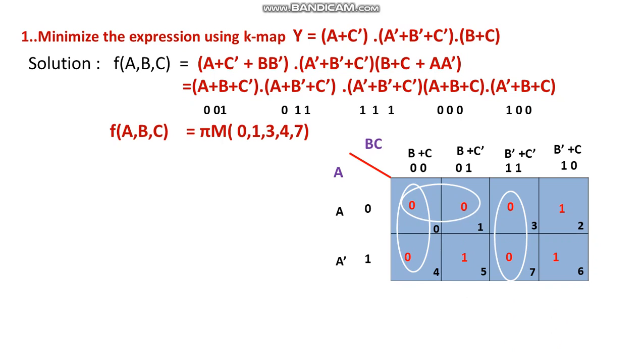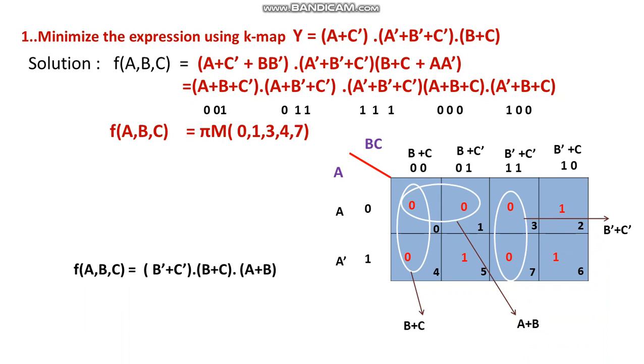Okay, we will write a sum term for each group, right? So for 0, 1, it is A plus B, right? Then for 0, 4, it is B plus C, right? Then similarly for 3, 7, it is B bar plus C bar. Okay, and the product of the sum terms, that will be your simplified expression for the given problem.